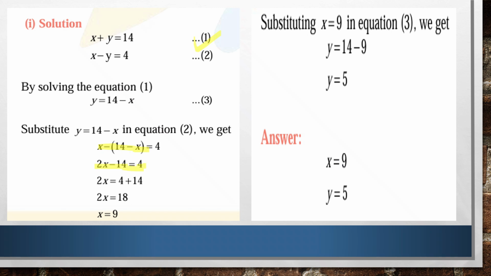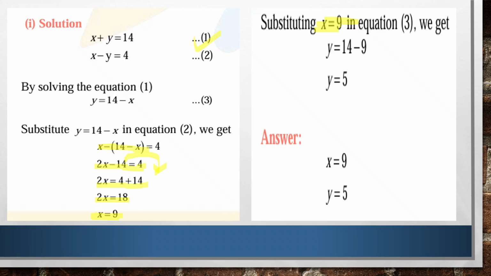So 2x is equal to 4 plus 14, since minus 14 becomes plus 14. Then 2x is equal to 18. So x is equal to 18 by 2, that is x is equal to 9. Now you got the value of x. By using the value of x, you can get the value of y also.